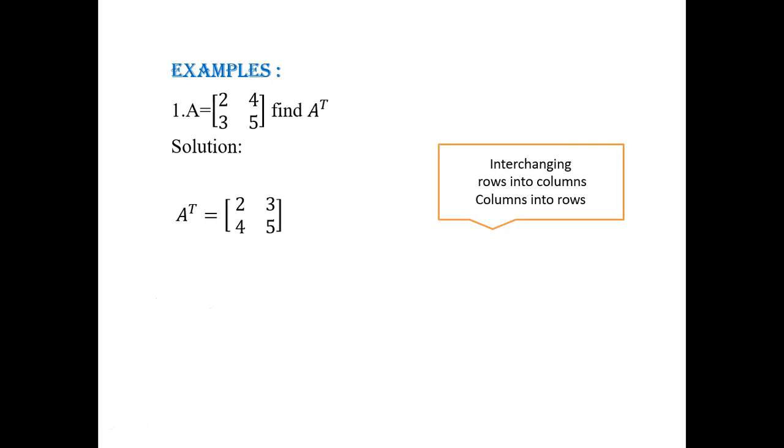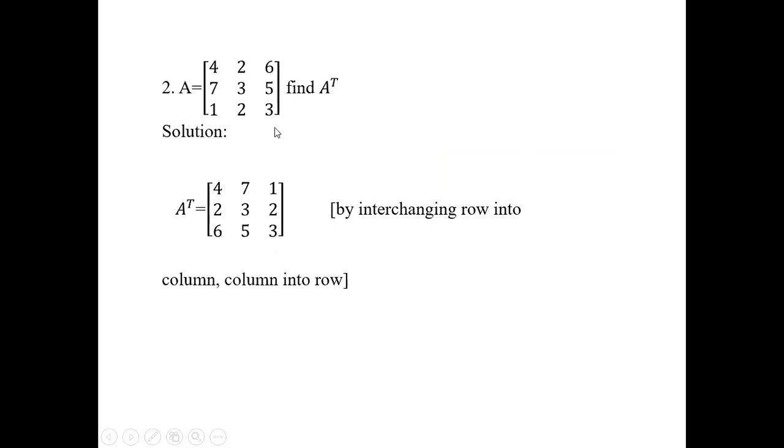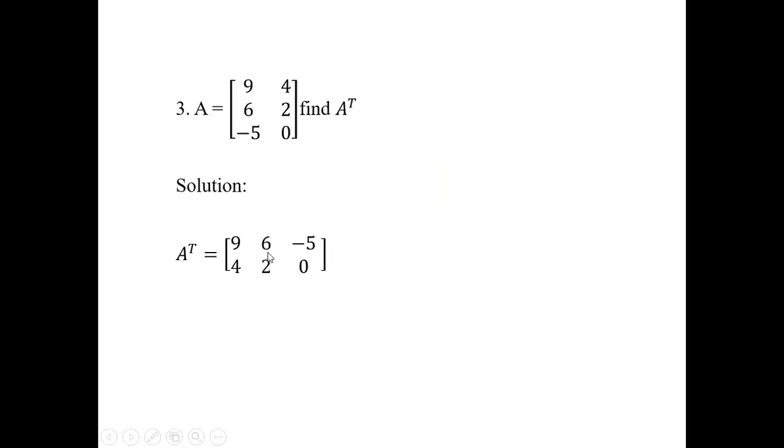Then an example. If A equals 2, 4, 3, 5, find A transpose. How do we find A transpose? By interchanging rows into columns and columns into rows. Here we interchange the first row with the first column and the second row with the second column. Similarly, this is a 3 by 3 matrix. To find the A transpose, we interchange the first row into the first column, the second row into the second column, and the third row into the third column. This is also an example for finding A transpose.